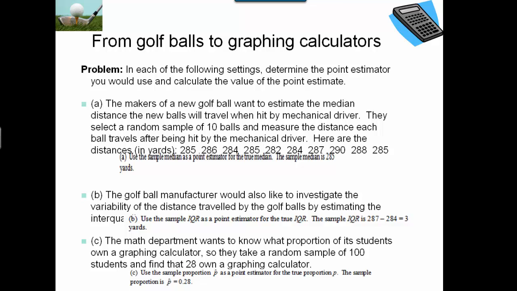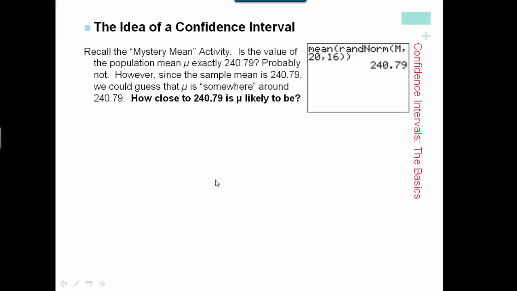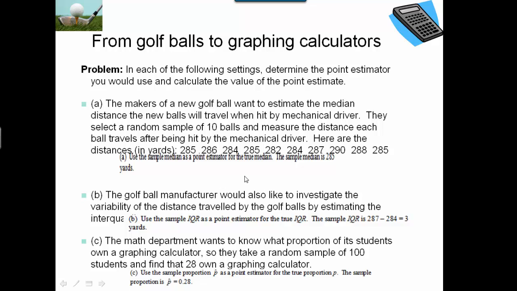The golf ball manufacturer would also like to investigate the variability of the distance traveled by the golf balls by estimating the interquartile range. So we use the IQR as a point estimator for the true IQR. The sample IQR would be 287 minus 284, which equals 3 yards.